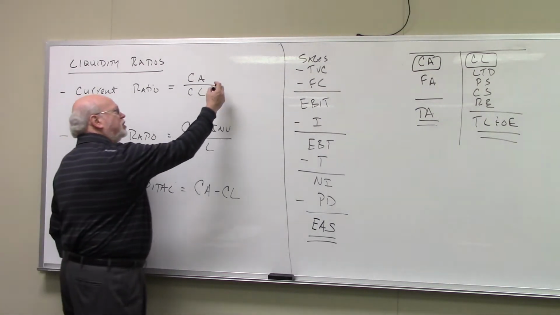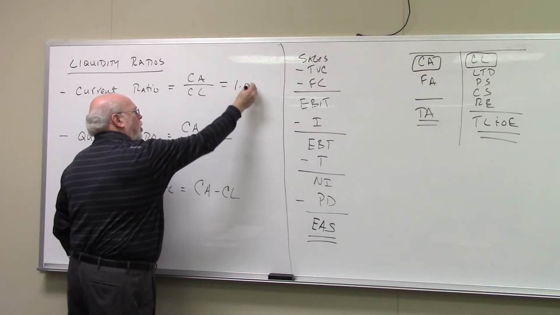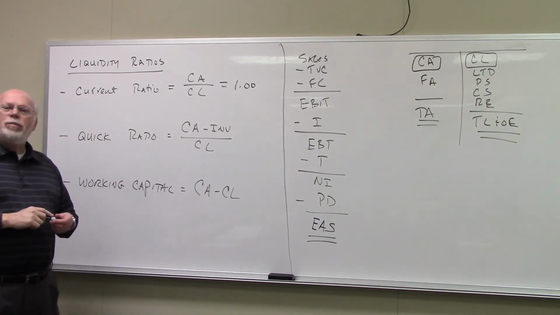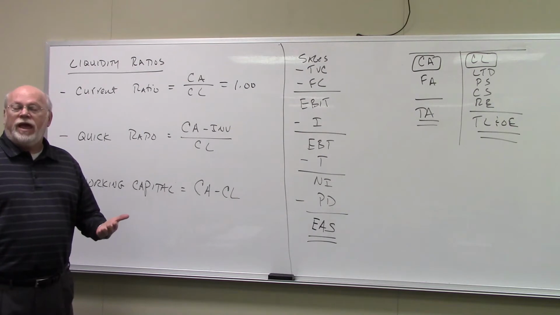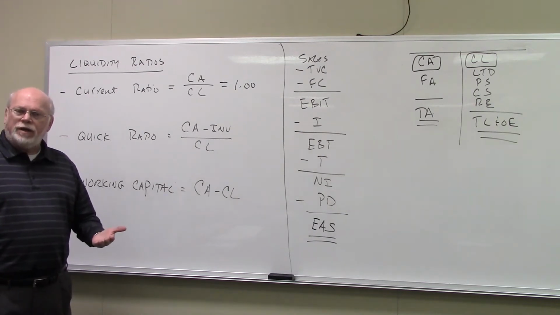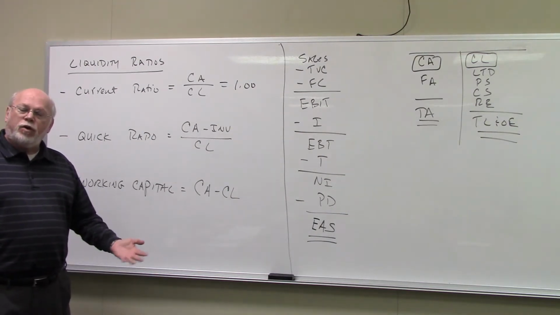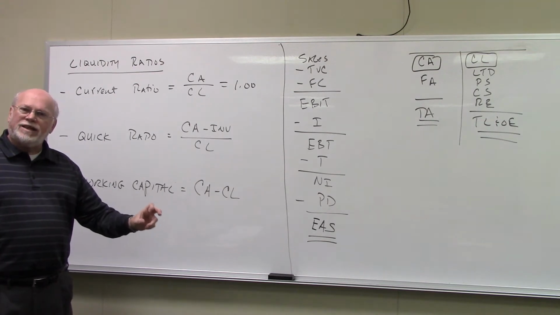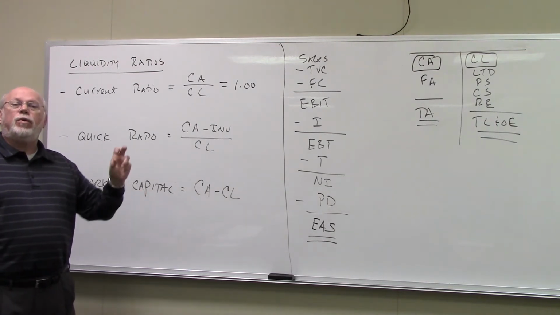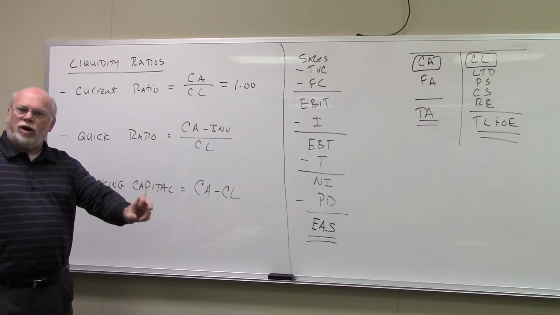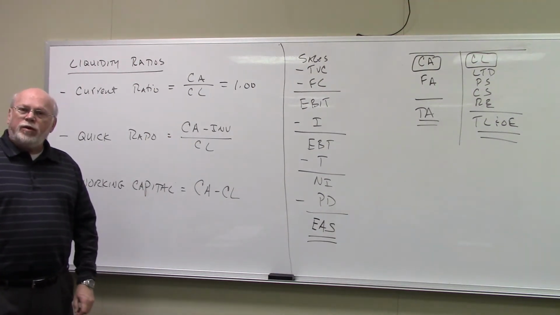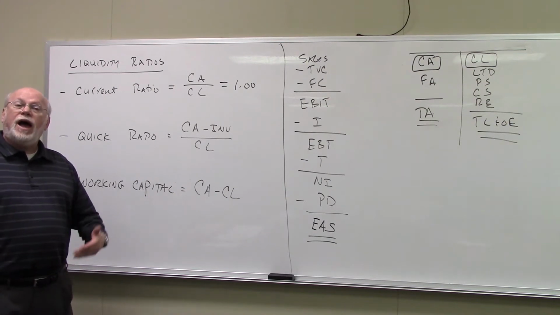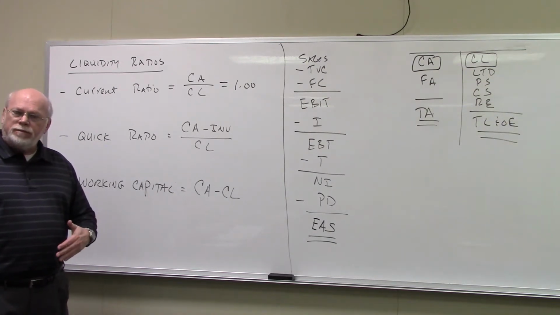If the current ratio was 1, that would mean that current assets equal current liabilities. In a perfect world, what would happen? If the company went bankrupt, they'd turn all their current assets into cash, and then they would have just enough money to pay its current liabilities. All things being equal, you want the current ratio to be higher as opposed to lower.